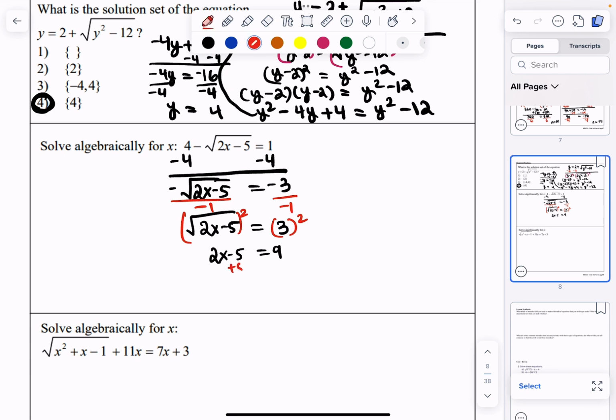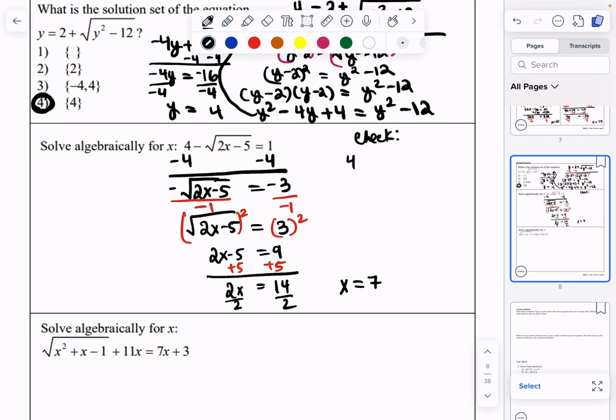Then I add 5 on both sides, which leads me with, let's see, 2x, 9 plus 5 is 14. Divide by 2 on both sides. Then we have x is equal to 7. So if I were to do a check for this one, I will substitute 7. So I have 4 minus radical 2 times 7 minus 5 is equal to 1. So 14 minus 5, I think it's 9. Yeah, so radical 9 is 3. 4 minus 3 is equal to 1. It's equal to 1. So 7 is good.